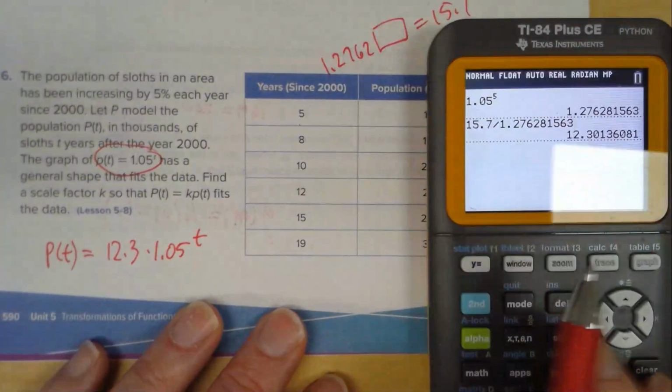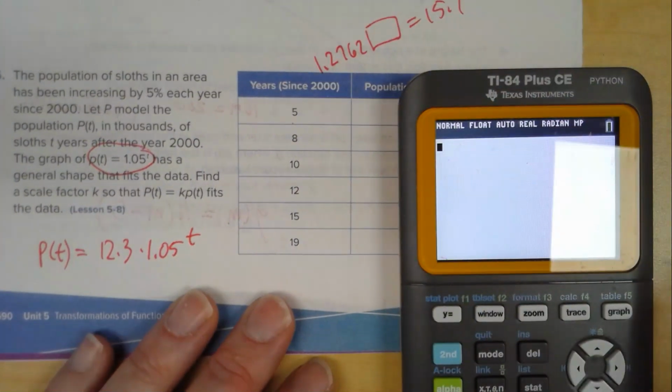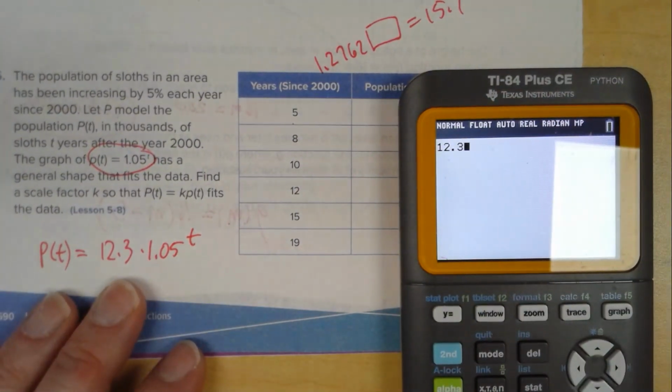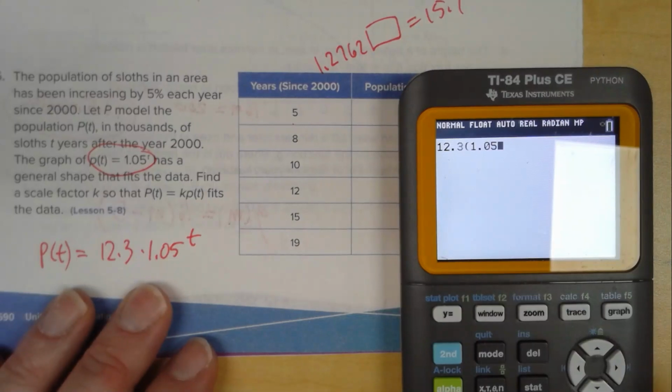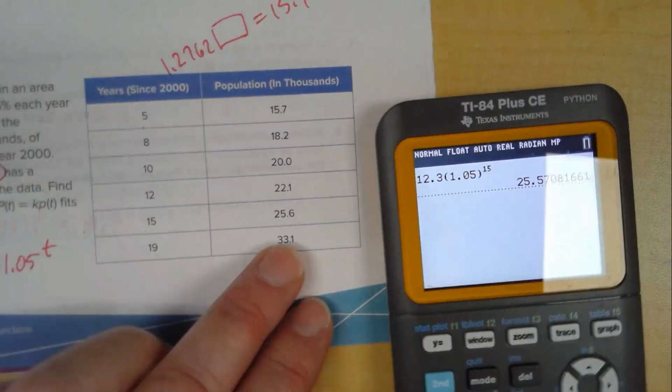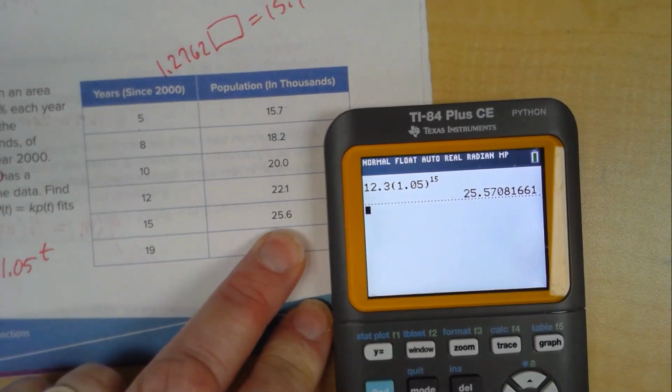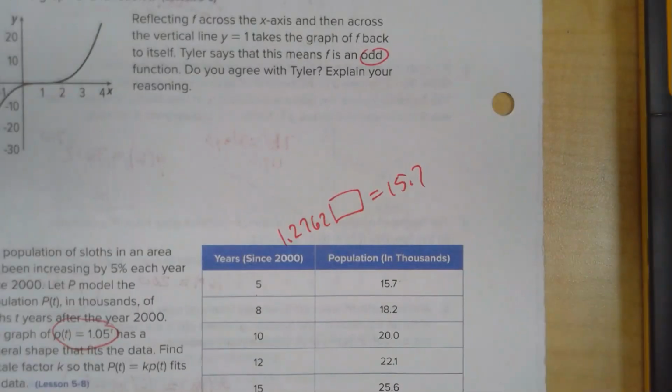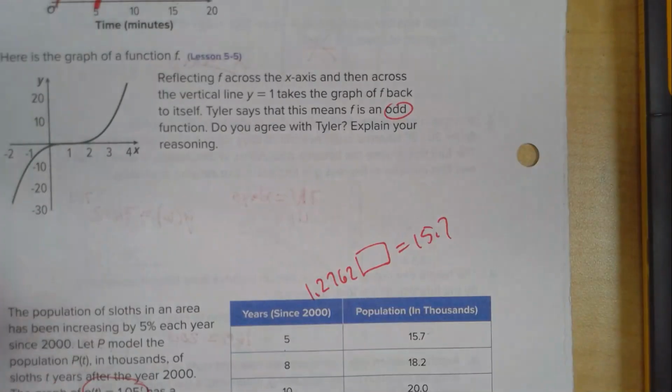So let's check this out. Does this work? If I do 12.3, and then I'm going to do 1.05 to the power of 15. That's pretty close with rounding, isn't it? So that would be that. So you just have a couple of blanks to fill in, and then you're good.